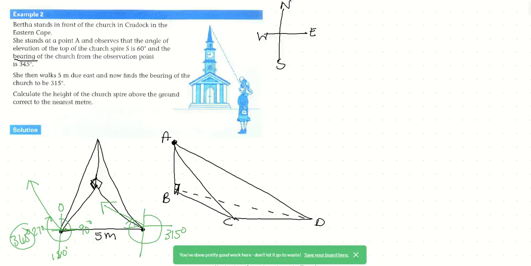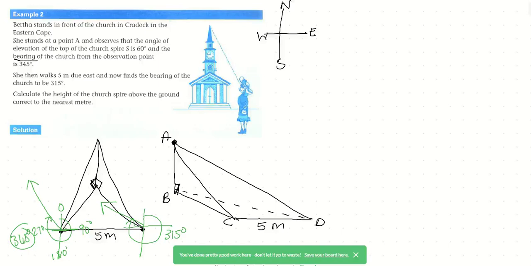Okay, so there I've redrawn this whole diagram. This is Bertha walking. Firstly, she's standing and then views the top of the church tower at 345 bearing, and then she moved 5 meters to the right or east, and then she viewed it at 315 degrees bearing. We're happy with that. Remember that bearing is not your elevation.